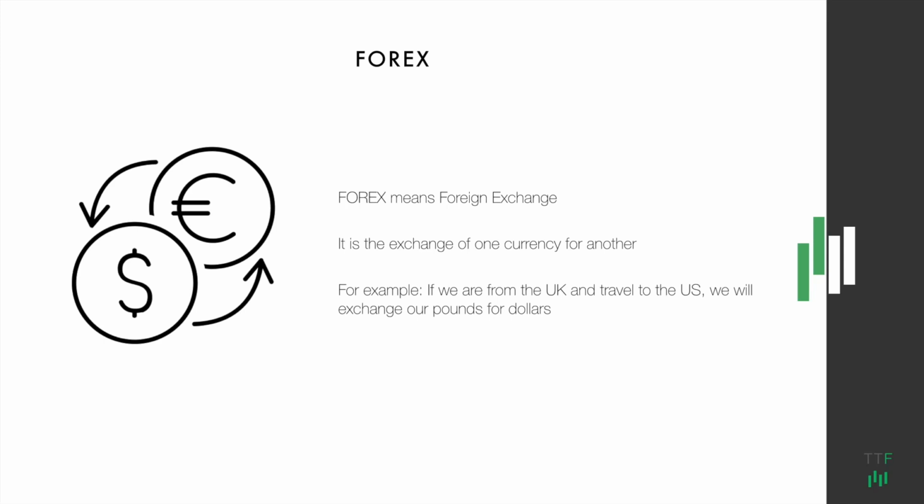So we look at pounds, euros, dollars, Swiss franc, Aussie dollar, New Zealand dollar. There's so many different currencies that we will use when we trade, and what we're doing is we're trading the difference in price between those, and obviously speculating whether that price or that currency will strengthen or weaken compared to another currency.